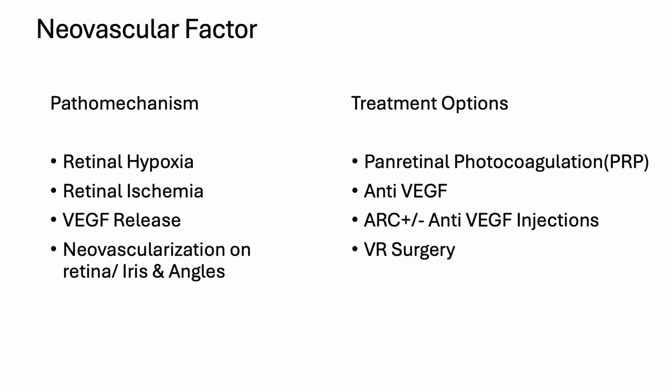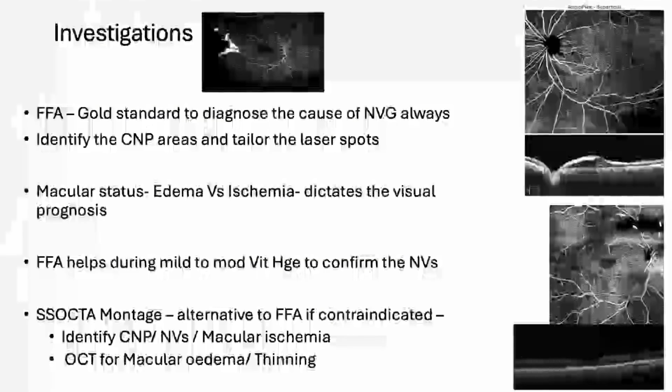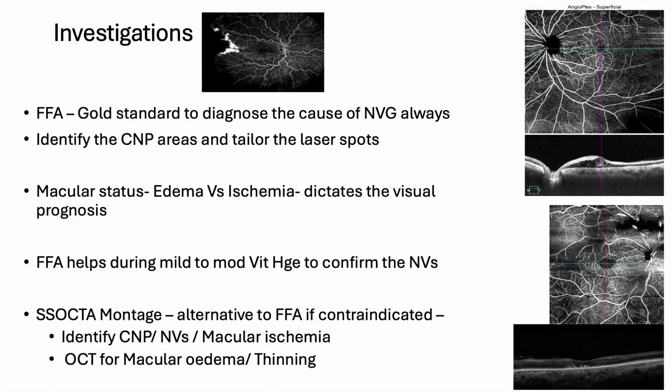These are the four common treatment modalities we come across. Which one falls into that? We will go in depth right now. So the gold standard investigation for any neovascularization, though clinically we do, is the angiogram. Why? Because one needs to look for the CNP areas, and may have to sometimes tailor the laser spots. And macular status will be known. If there is macular ischemia or macular edema, you get to know that.